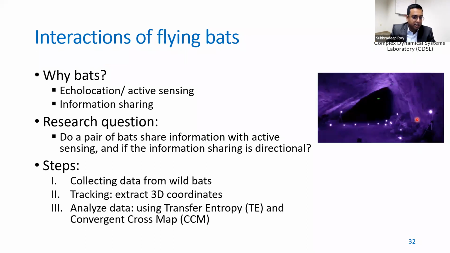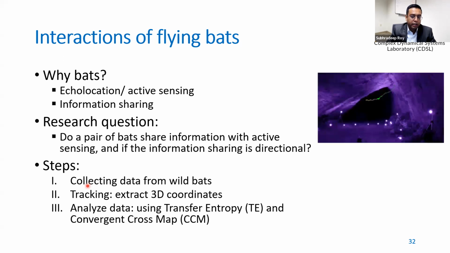And here are the steps. We are going to collect data from wild bats. We had 6 different cameras set up to record these bats flying out of the cave. From these 6 different camera views, which provide the 2D trajectory, what we need to do is called tracking, to reproject and identify the 3D path coordinates of each of the bats. So we tracked a total of 30 pairs of bats, based on which we conducted our analysis.